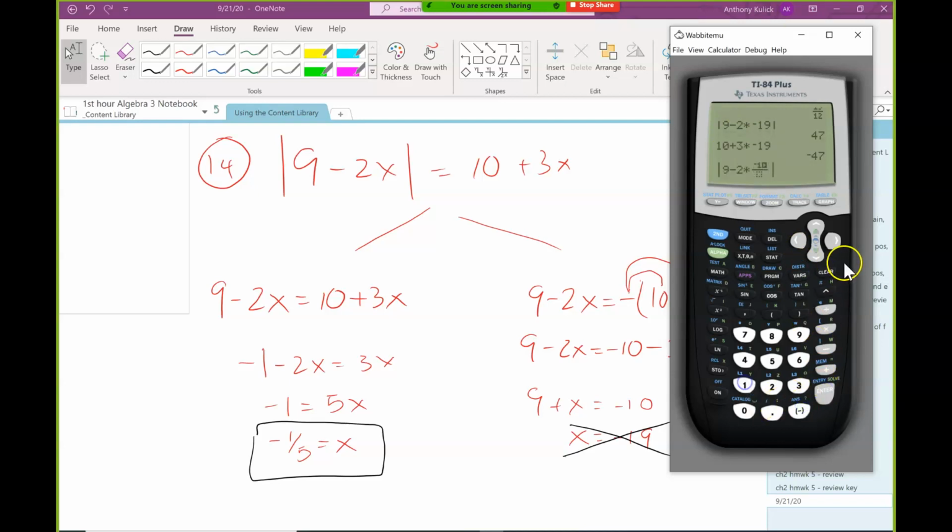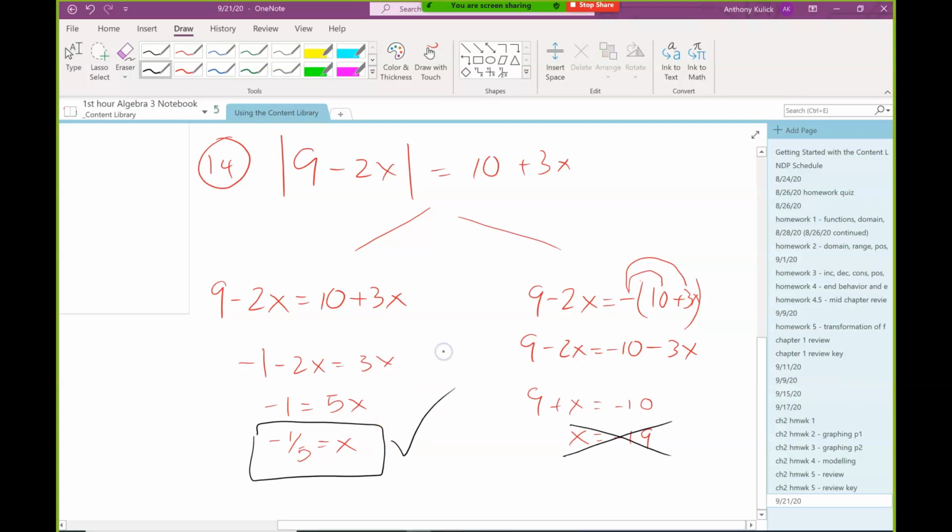So I'll just do negative 1 over 5. And that gives me 47/5. And then 10 plus 3 times, and then alpha y equals n over d, negative 1 over 5, and that also gives me 47 over 5. So this one I know works. Does that feel okay there, Paradise?